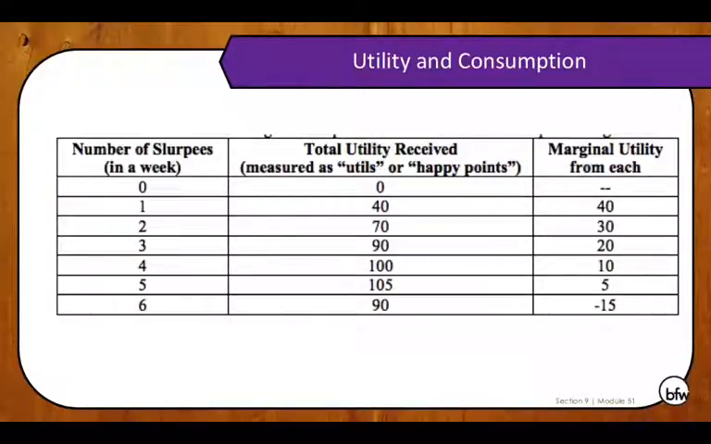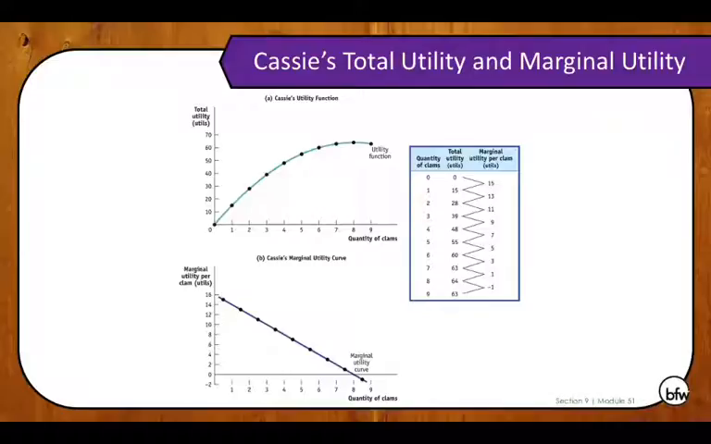But if we consume 6 Slurpees, that's too many for us, and our happiness actually goes down. We lose 15 happy points by consuming 6 Slurpees in a week, and so our total utility would only be 90. Now if we graph this, looking at Cassie and her consumption of clams, we get 2 different functions.